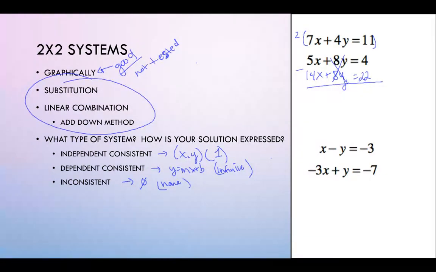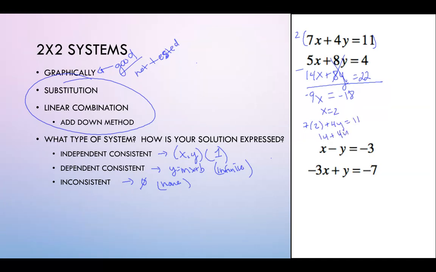And I'm going to get, what is that, negative 9x equals 4 minus 22, is that negative 18? So x would be 2. I'll go ahead and substitute that back in. So it doesn't matter which one. I'll go 7 times 2 plus 4y equals 11.